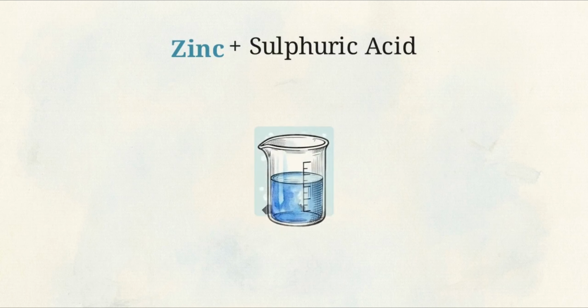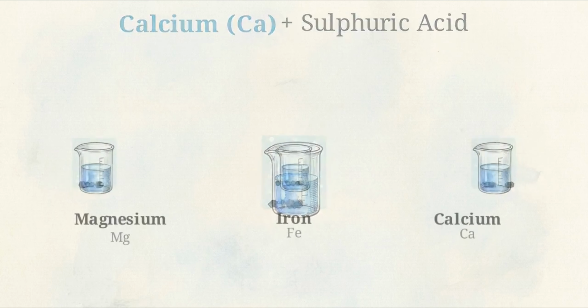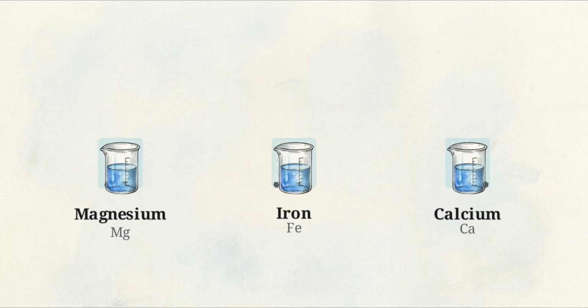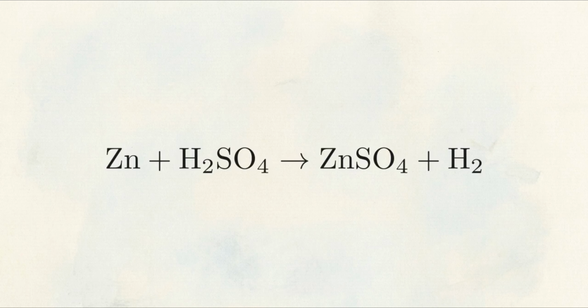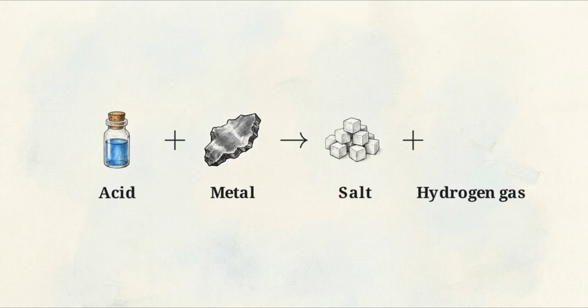This displacement behavior is not unique to zinc and sulfuric acid. You'll observe this exact same reaction profile across most reactive metals when mixed with strong acids. Because the underlying mechanics are consistent, we can abstract our specific experiment into a universal word equation. Acid plus metal yields a salt plus hydrogen gas.